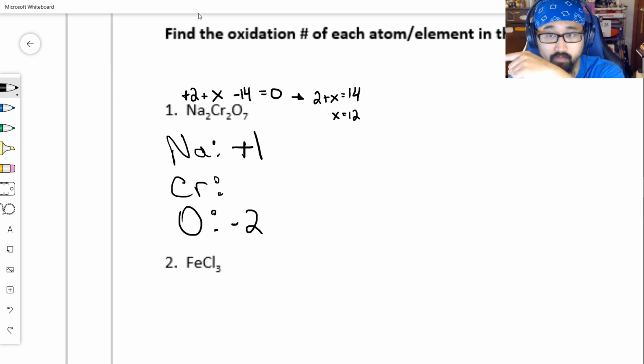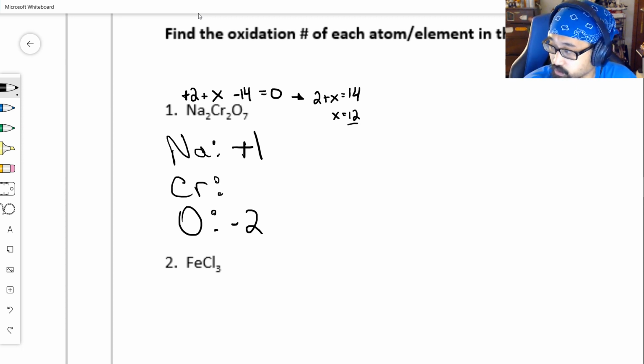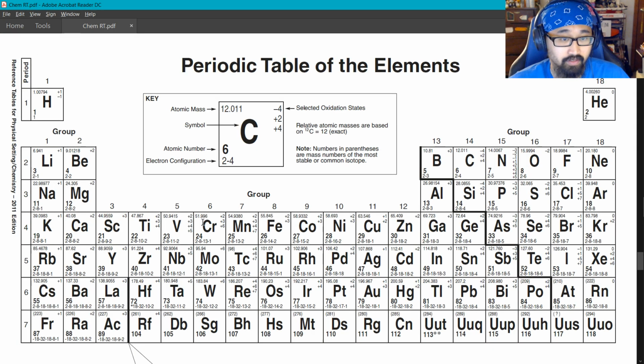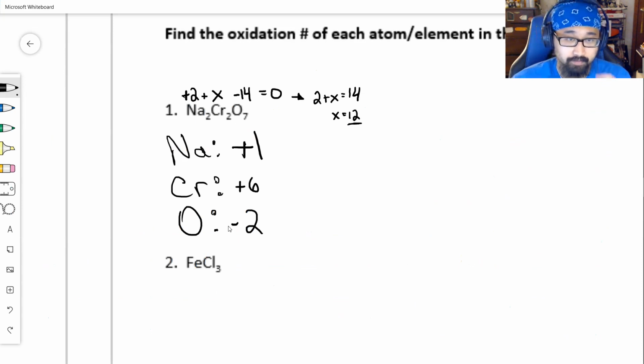If you look, there are 2 of them over there, which means I have to take this 12 and split it up into 2. I need to divide it by 2. 12 divided by 2, my Cr, my chromium, is actually a +6. And if I double check myself, Cr, chromium, one of the options down here, was +6. So we're good.